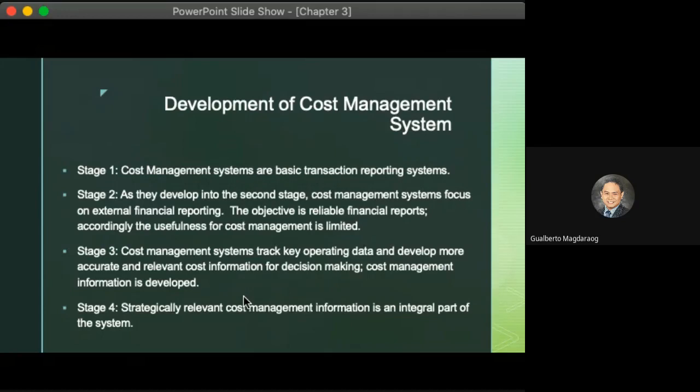So, sa stage 3, cost management system track key operating data and develop more accurate and relevant cost information for decision making. Cost management information is developed. So kung sa isip ng management o ng owner na yung net income ang kanyang pinaka-gauge, na lumalaki na siya, we can now use this income or yung figure na yon to generate other information for us to determine whether it will increase or it will be affected by other factors.